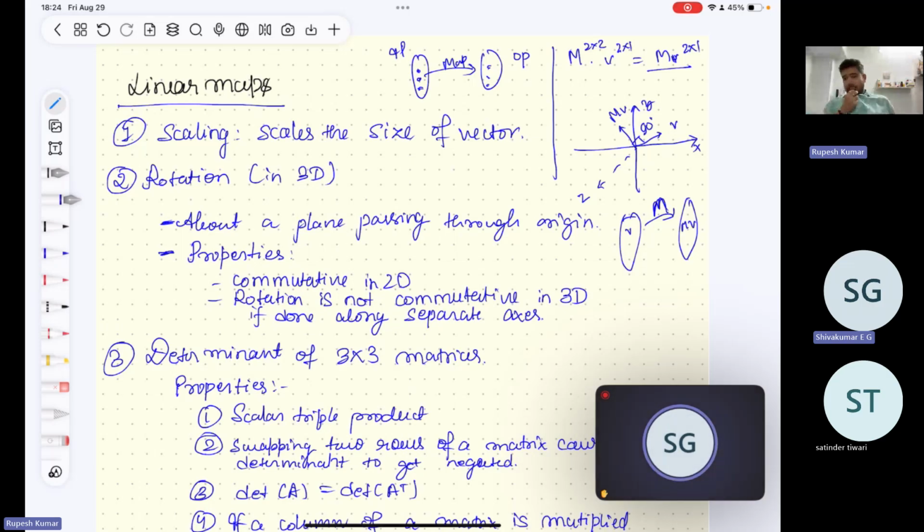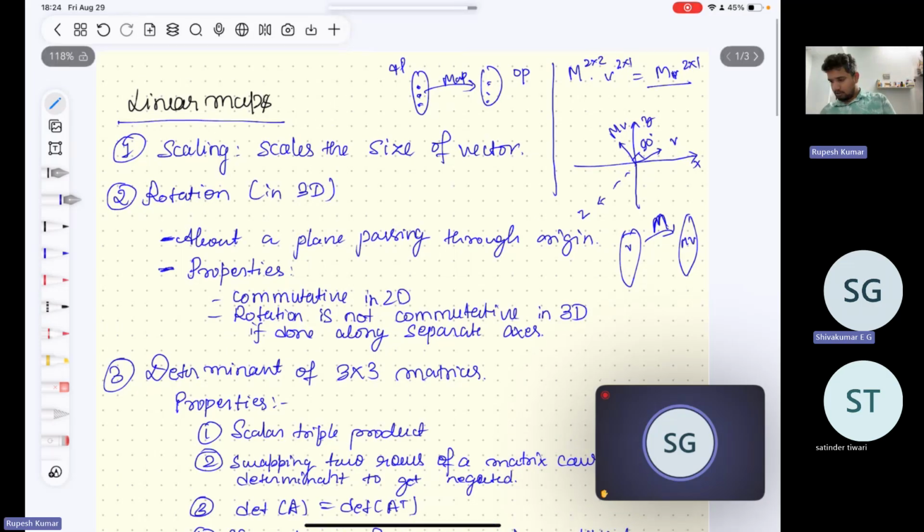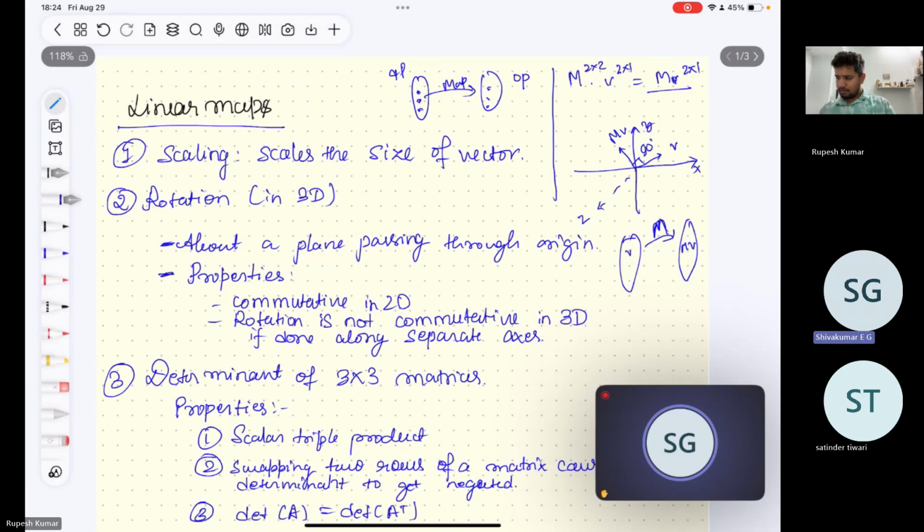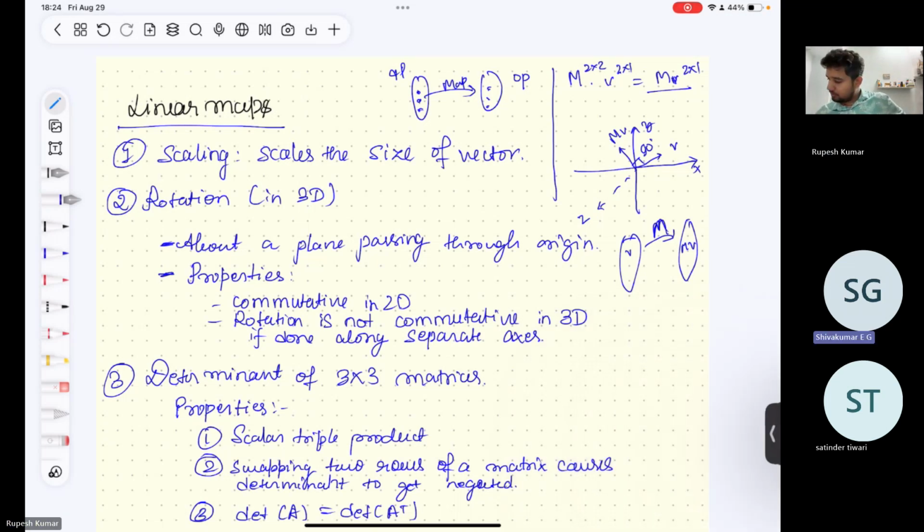Fine. So let's start. One small doubt: you rotate that vector V about the z-axis, so V and MV are in the xy plane, correct? V and MV are in the xy plane, right? Yeah. Thanks. Okay, great.